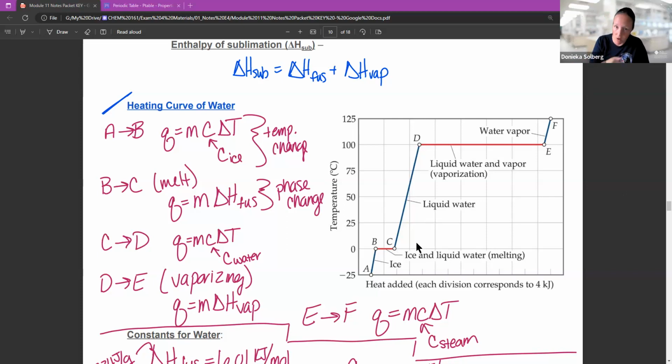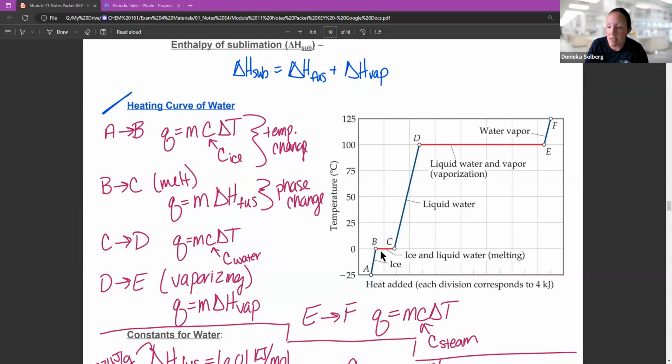One we used a long time ago, back in module 5, was when we're changing the temperature of something, you use Q equals mc delta T. So if I'm heating up a piece of ice, I would do the mass of the ice times the c for ice, which is not the same as the c for liquid water, unfortunately, times the delta T for ice. So that's a temperature change.